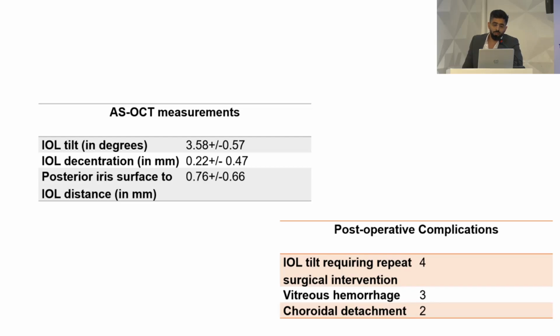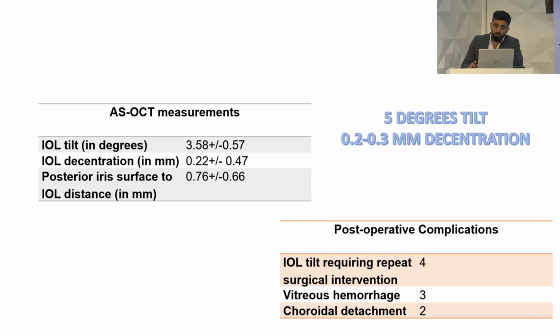So now coming on to the important aspect of the study, what were the AIOS2025 measurements. The IOL tilt in degrees was roughly 3.58. The IOL decentration in millimeters was 0.22, and the distance of the IOL from the posterior iris surface was about 0.76 millimeters. So now if you go and review the literature, about 5 degrees of IOL tilt and about 0.2 to 0.3 millimeter of decentration is clinically tolerable to the patients.